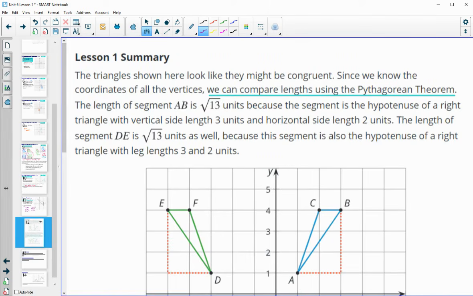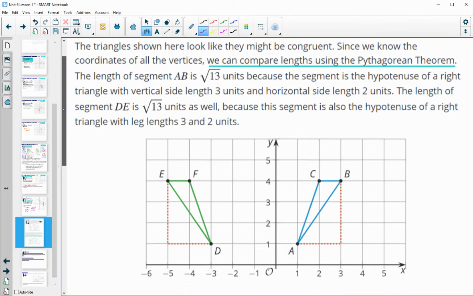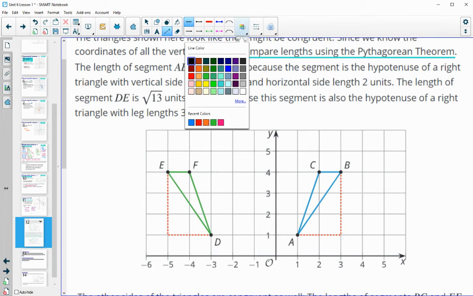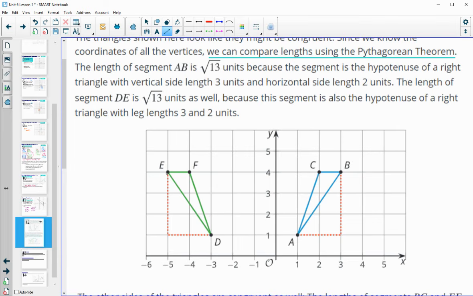All right, so lesson summary. In the triangles below, they look like they might be congruent. We can compare their lengths by using the Pythagorean theorem. In this case, we don't have a right triangle, so we could just use the strategy from our first activity and create a right triangle here to measure this length. So to measure this length and this length, we'd get 3 and 2, which would get us the length of ED. Then we could do a similar strategy here by drawing a vertical and a horizontal line that gives us AB as the hypotenuse, and could do the Pythagorean theorem again there.